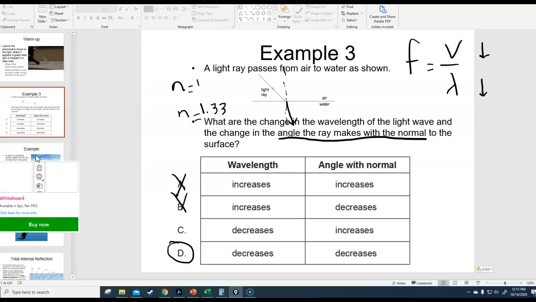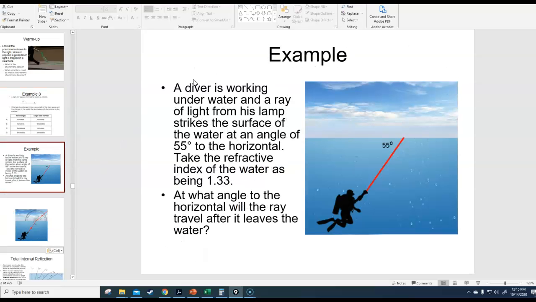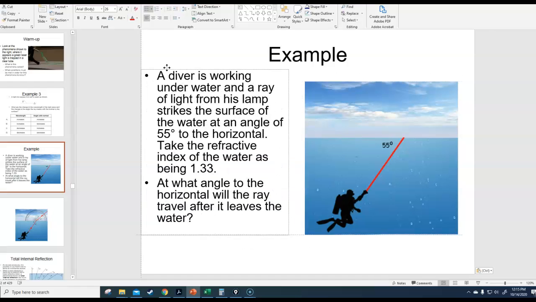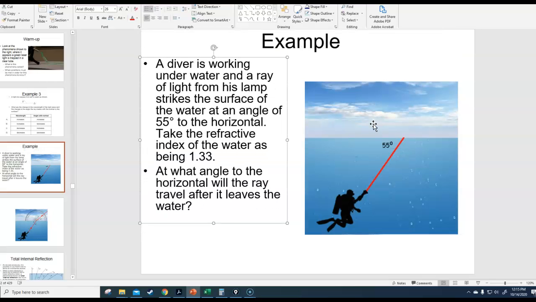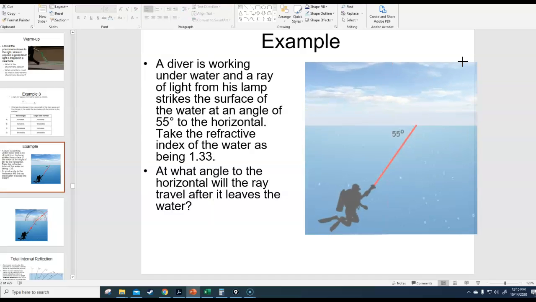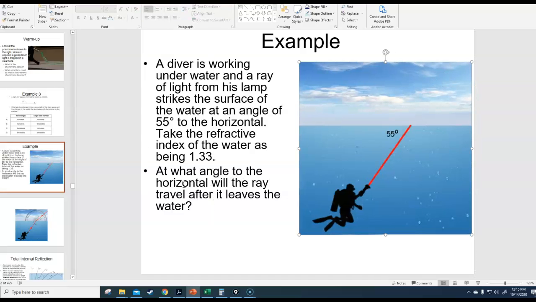One more quick example. Here we have a diver working underwater, and a ray of light from his lamp strikes the surface at an angle of 55 degrees to the horizontal. The picture is shown here so you can see exactly what that angle is. Take the refractive index of the water as being 1.33. Read the question carefully and make sure you answer the question being asked. At what angle to the horizontal will the ray travel after it leaves the water? Read the picture carefully and read the question carefully and see if you can figure that out.